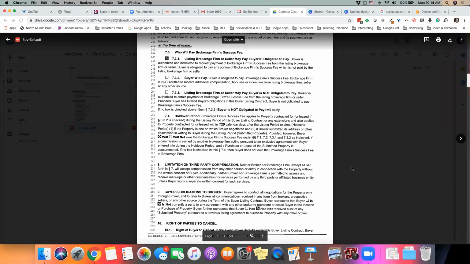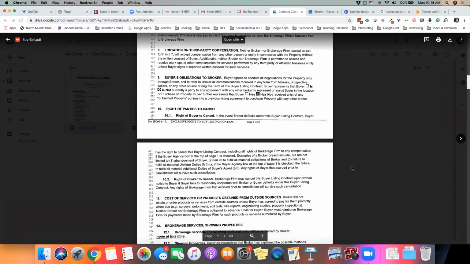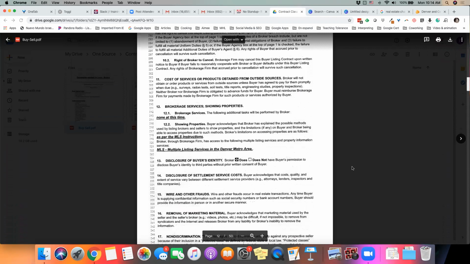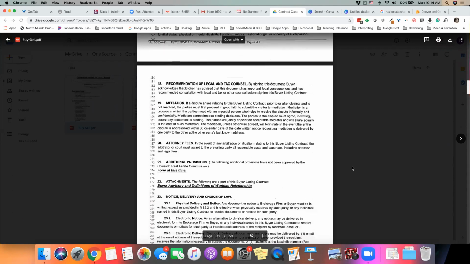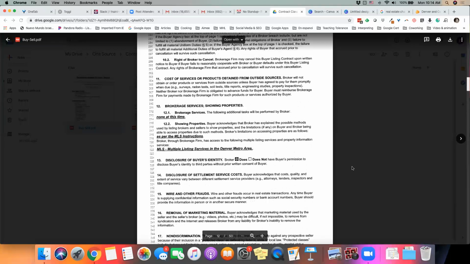Then paragraph 9 is obligated: you're going to conduct all negotiations for the property only through the broker. The buyer can't go and knock on the seller's door and say, hey, let me negotiate this. Can't do that. Let me see, sorry, I'm on the wrong page. Going to paragraph 10.2. All the way down, go to paragraph 12.